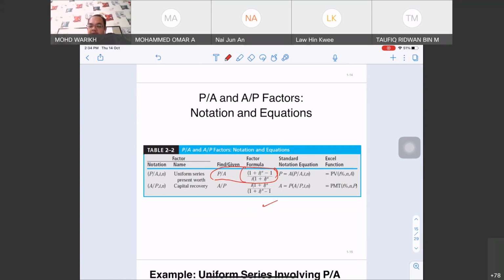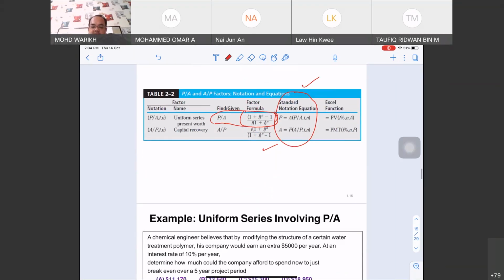To make it easy, just use the tables function. Easy, right? No need to write the detailed numbers inside the formula. Just refer to the table and you will get the answers.